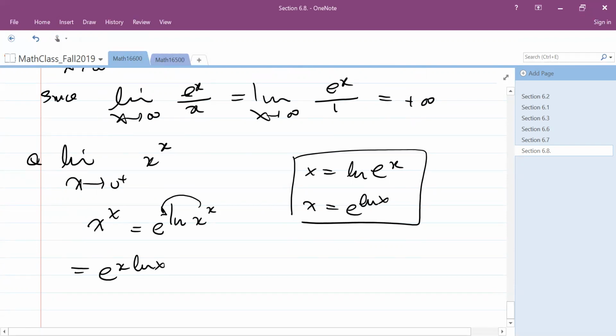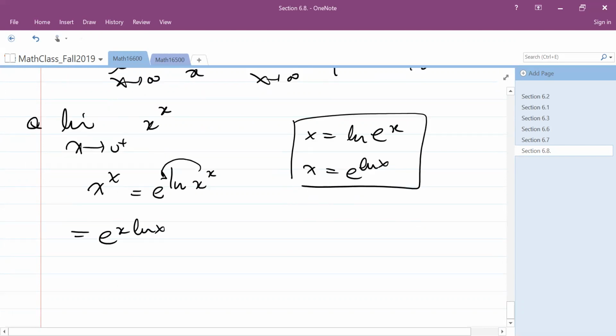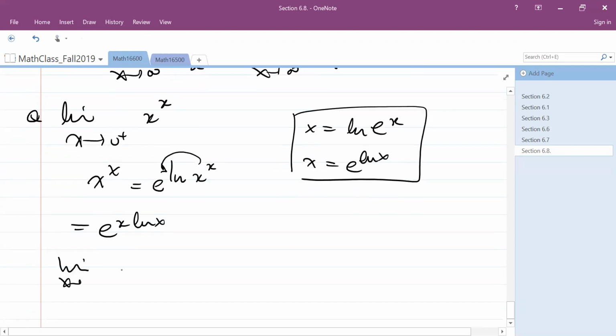So if we are able to find the limit of x times natural log x, then I will be able to find the limit. So all I have to do is find the limit as x approaches 0 of x natural log x, right? If I know the limit of this, I can find the limit of the original function. Yeah, e to the natural log x is going to be x. I use this identity.